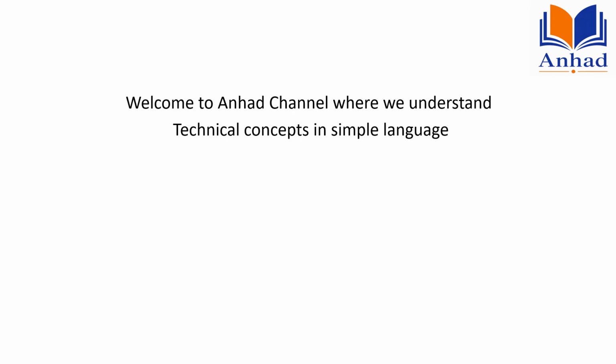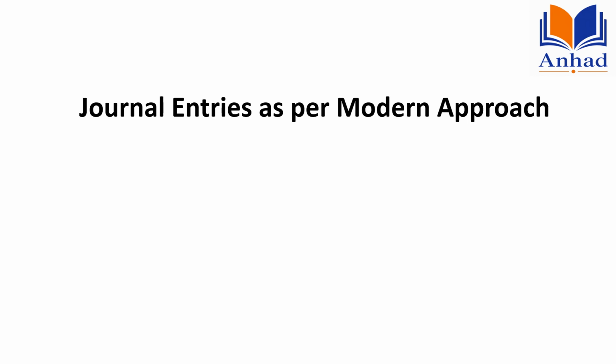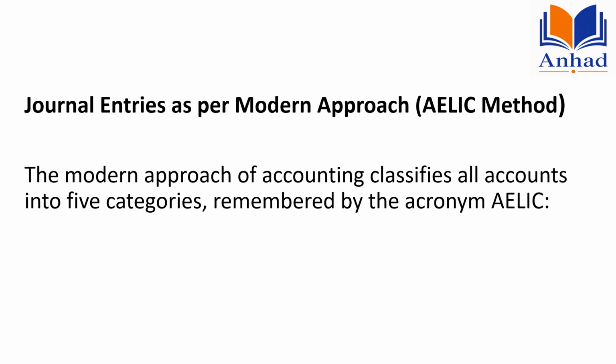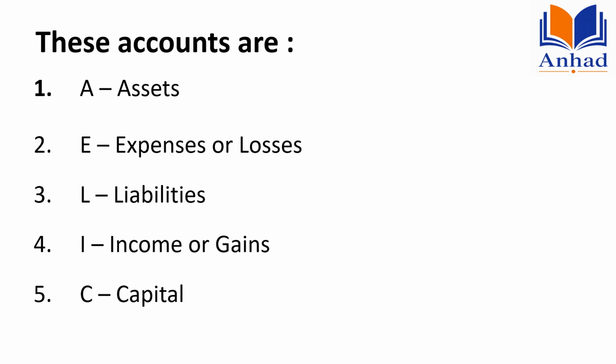Today we are going to discuss how to make journal entries as per the modern approach. A journal can be made by the traditional approach of accounting also, but making it through the modern approach is simpler and is very beneficial even for students who are beginners in accounting. Journal entries as per the modern approach are made using the A, E, L, I and C method. According to it, all accounts used in accounting are classified into 5 categories, which are A, E, L, I and C. Let us know about these accounts.